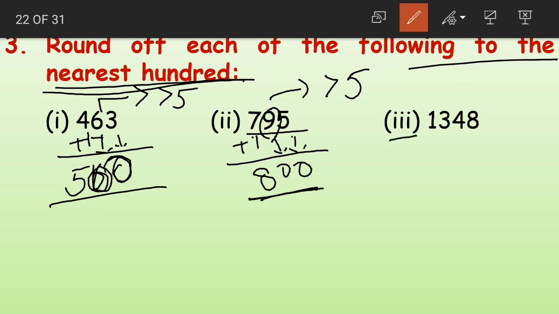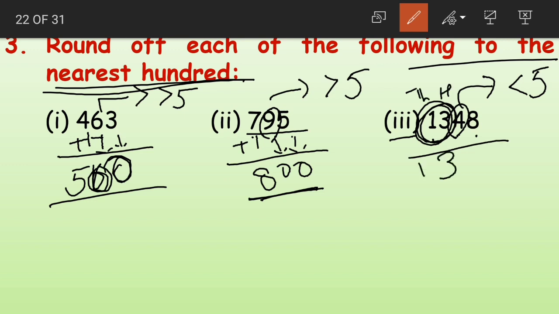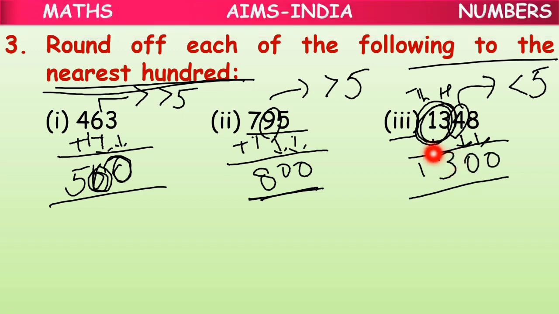Now question number 3, 1348. Here we are having 4 in the tens place. It is less than 5. So the digits in hundreds and thousands place remain unchanged. 1, 3. Now the digits in tens and ones will be replaced by zeros. So 1348 when rounded off to the nearest 100 becomes 1300. Clear, students?